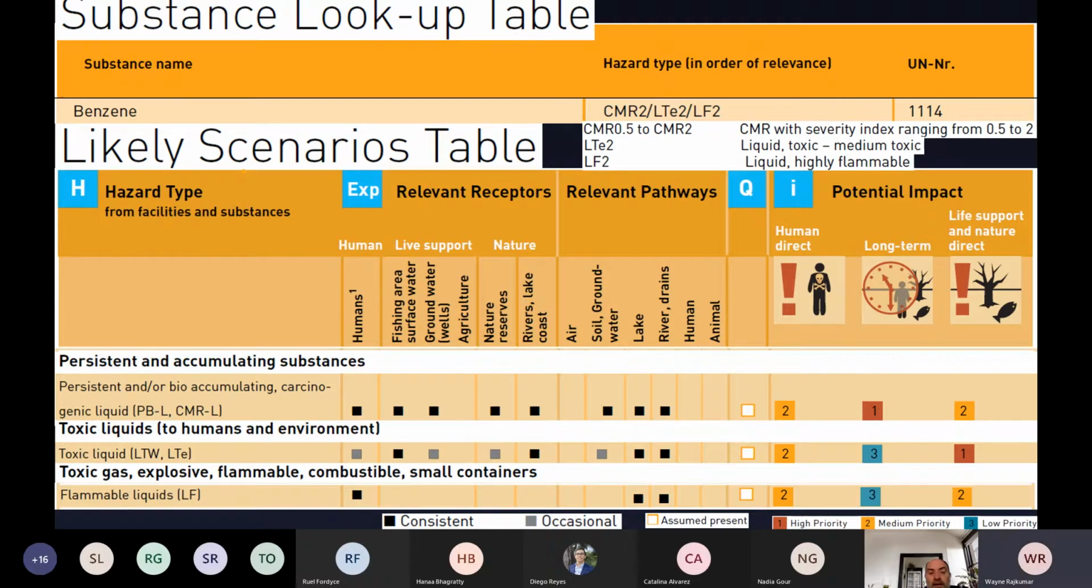And finally, we have this toxic gas, which is flammable, combustible, or in small containers. And we find that as a flammable substance it doesn't pose a high priority impact. It doesn't have one in red, but it poses medium priority impacts to humans and to the environment. So with this table, I just think that, make a profile.